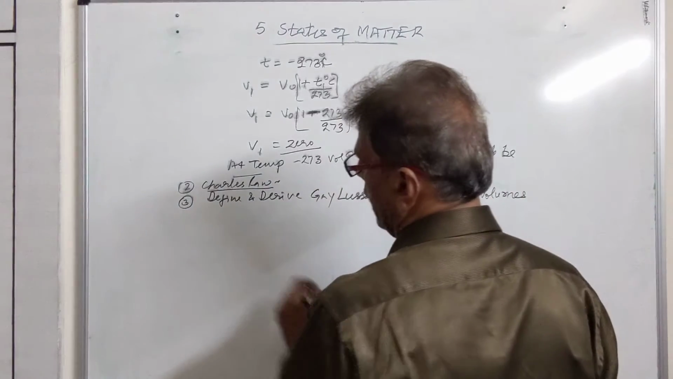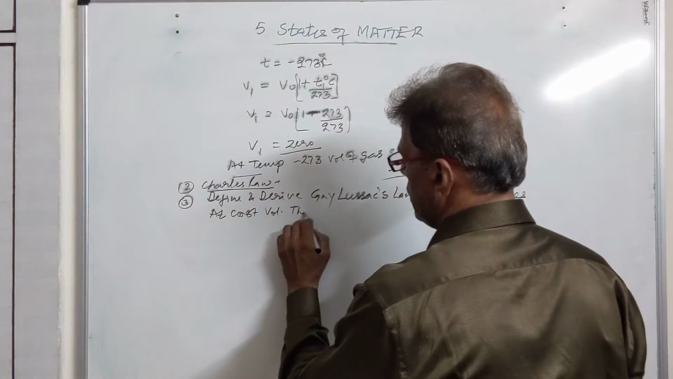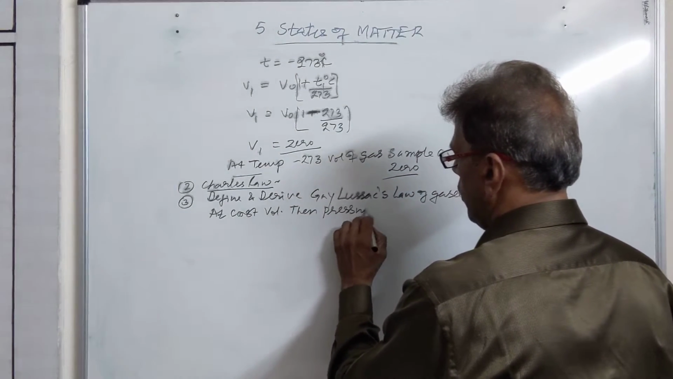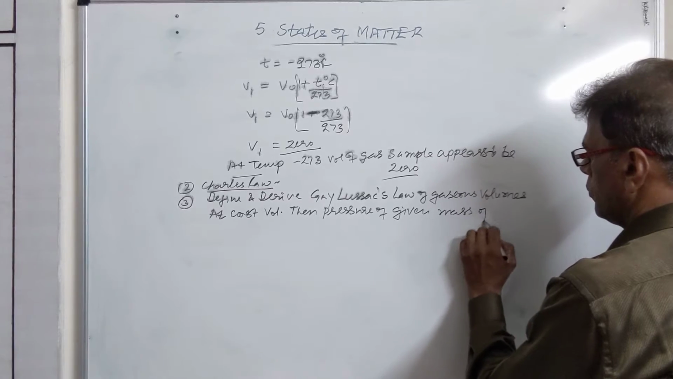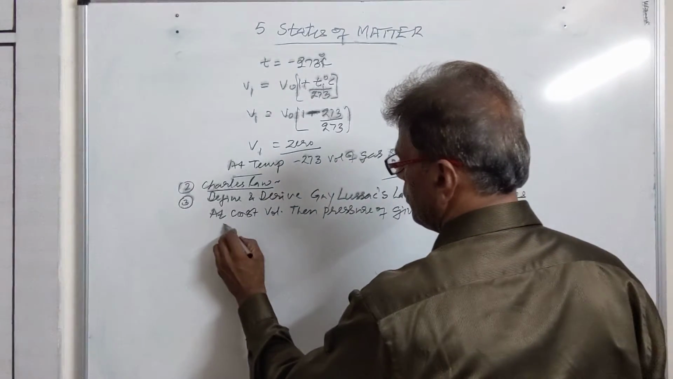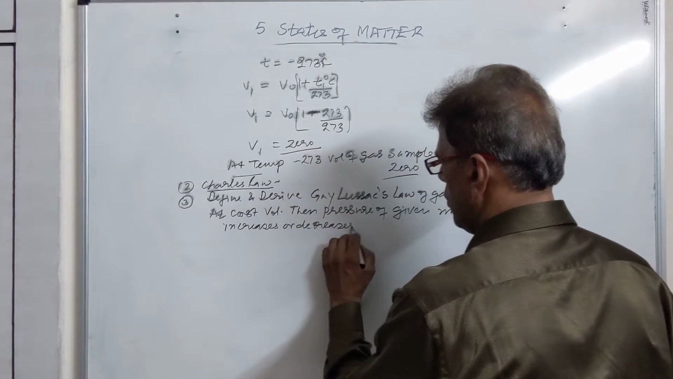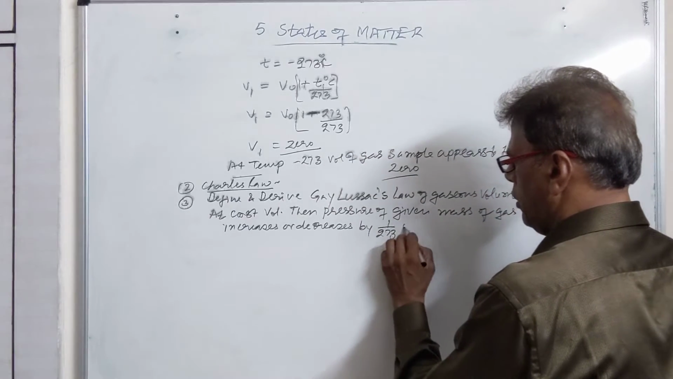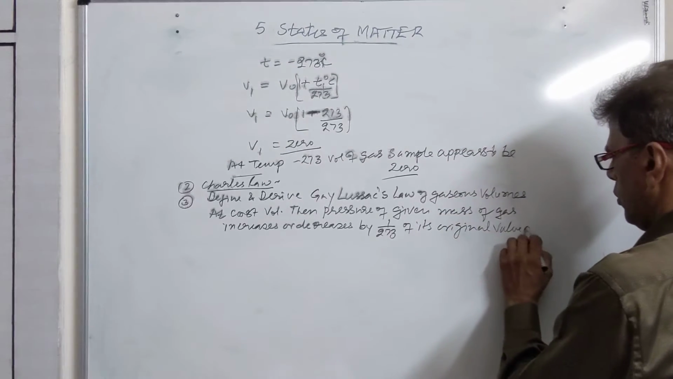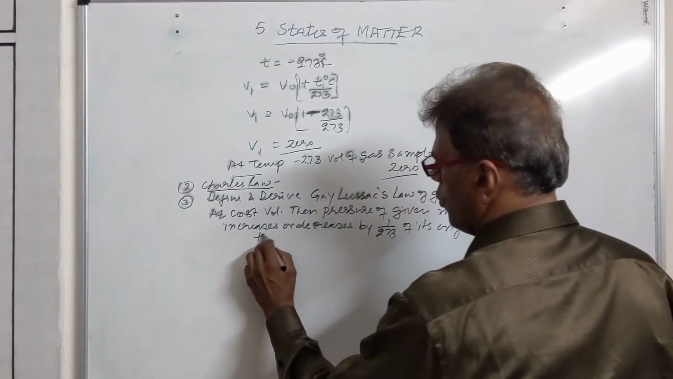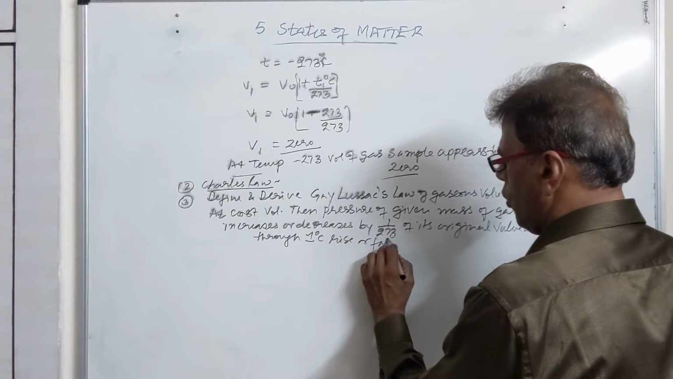Now what is Gay-Lussac's law of gaseous volume? It states that at constant volume, the pressure of a given mass of gas increases or decreases by 1 upon 273 of its original value at 0 degree centigrade through 1 degree centigrade rise or fall of temperature.